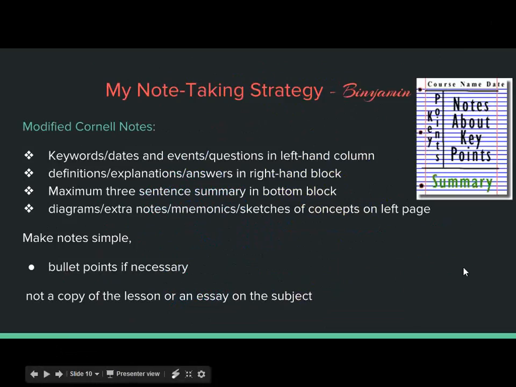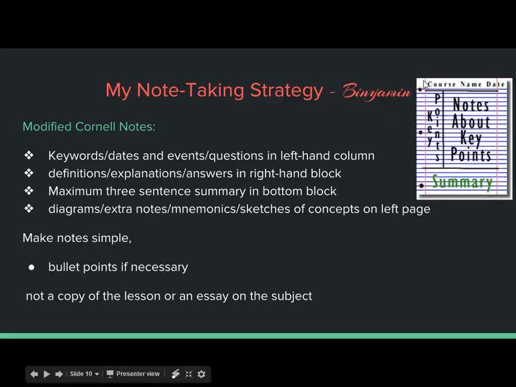Okay, so now I'm going to talk about the note-taking strategy that I normally use, and it's a modified version of Cornell Notes. And if you don't know what Cornell Notes is, it's a way of breaking up your page of notes into sections that each have a different point. So over here in this picture, you can see you draw basically a line off-center to the left of your page.